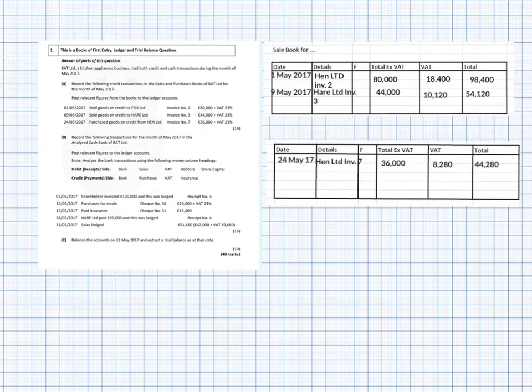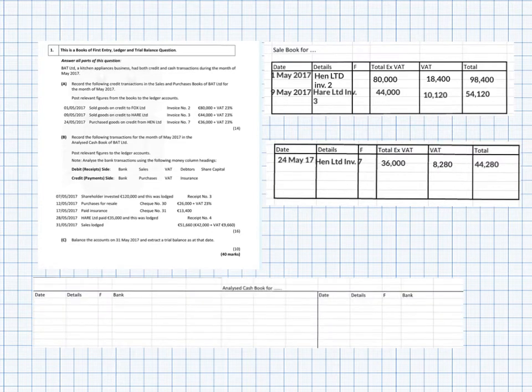I'll just move quickly on then to the analysed cash book. The next thing is the analysed cash book, where we record the following transactions for the month of May in the analysed cash book for BAT Limited. The analysed cash book is record book number 1, and it looks something like this. The headings that you need to put in are date, details, folio, bank on the debit side, and date, details, folio, bank on the credit side. I'm just going to pop in debit and credit. The other headings are given here.